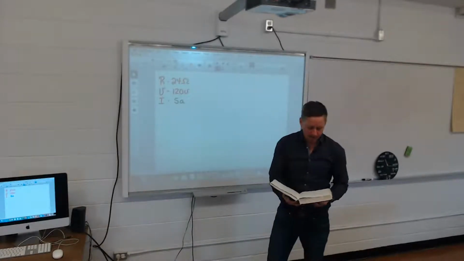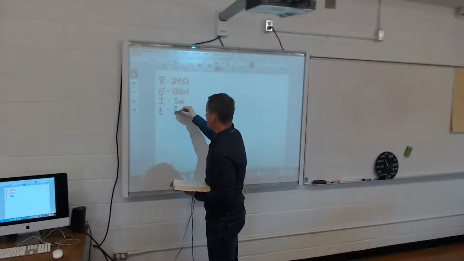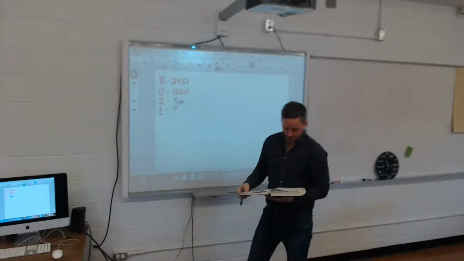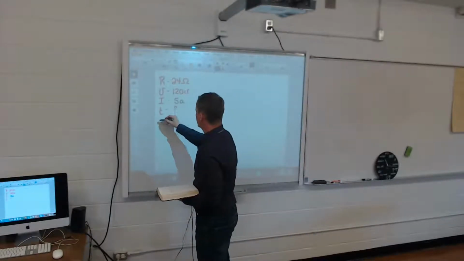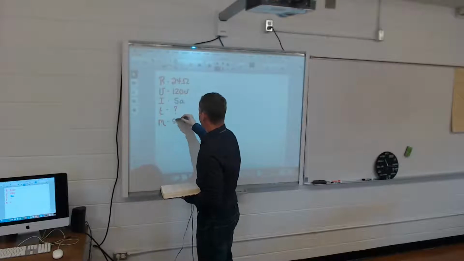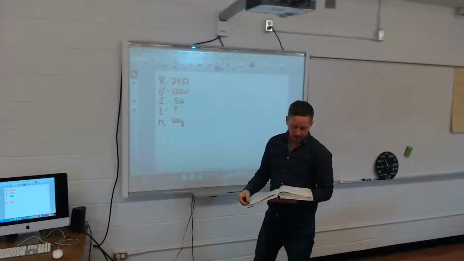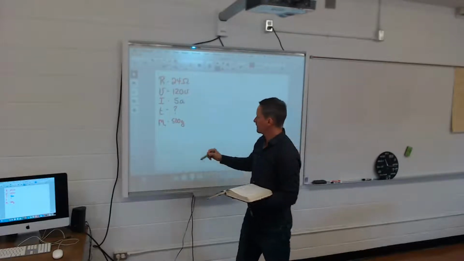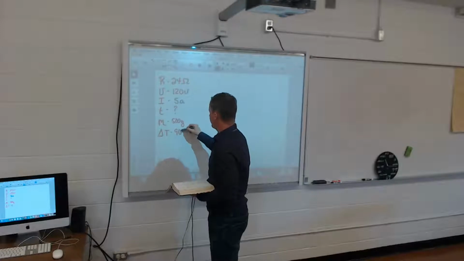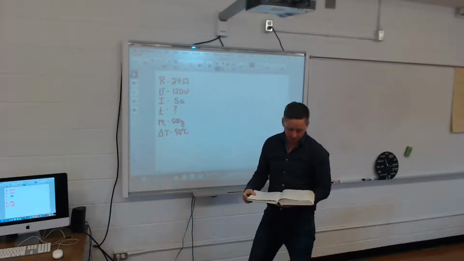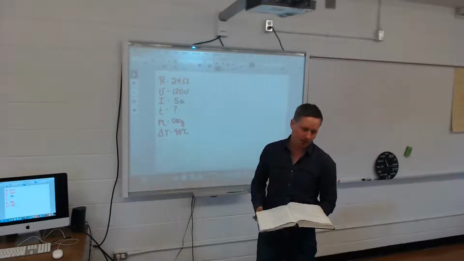So it says, how long will it take? So how long will it take, T, to heat 500 grams of water from 10 degrees Celsius to 100 degrees Celsius. That's a change of temperature of 90 degrees Celsius, assuming no loss of heat to its surroundings.